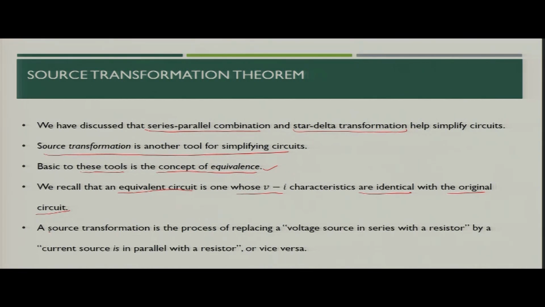Now, what is the source transformation? Source transformation is the process of replacing a voltage source which has one resistor in series by a current source which has one resistor in parallel, or vice versa. Means one voltage source in series with one resistor can be replaced by one current source in parallel with the resistor, or a current source in parallel with the resistor can be replaced by a voltage source in series with the resistor.